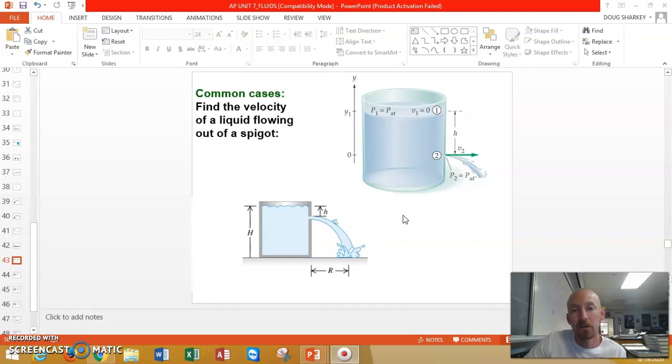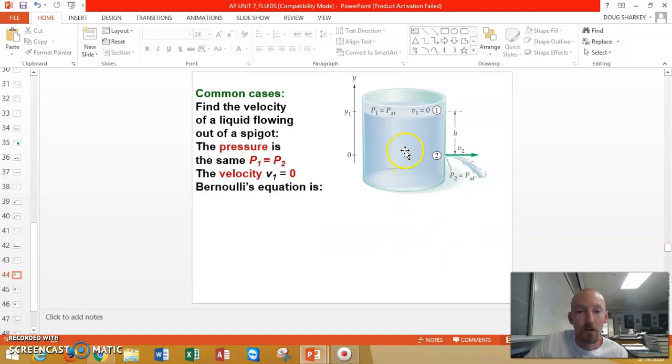Okay, now we're going to cheat just a little bit in order for this to work. Okay, so the first thing we're going to say is that the pressure up here has to be open, so that there is air pressure, right? We're going to say that the pressure here is going to be the same as the pressure here.